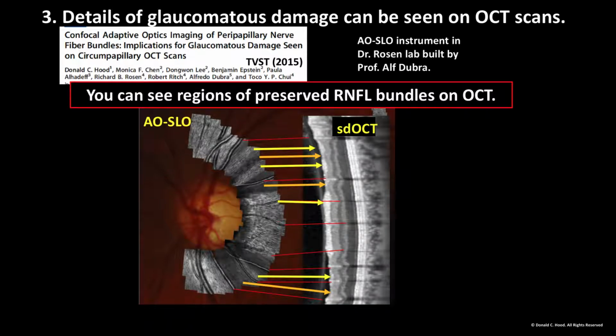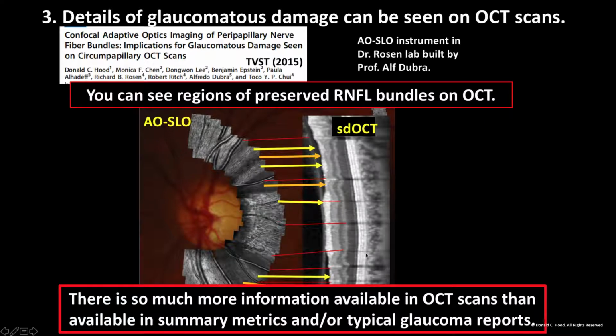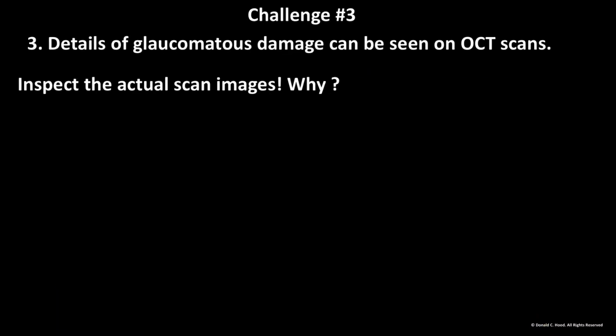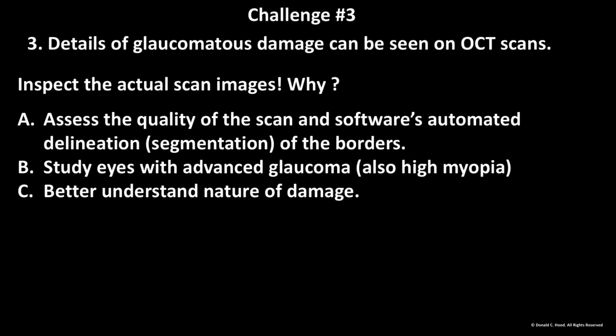That's the kind of detail that's been available. There's so much more information available in OCT scans than available in summary metrics and/or typical glaucoma reports. And the common clinical paradigm ignores these details because in most cases, glaucoma specialists aren't even looking at the images. Okay, why would you inspect the actual images? Well, I can give you 3 reasons.